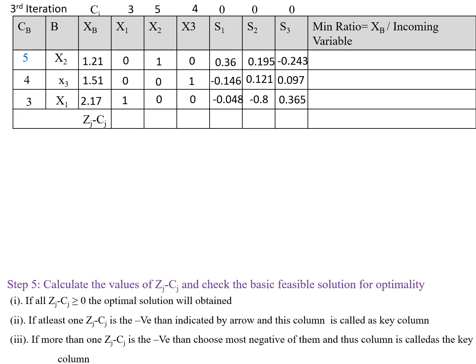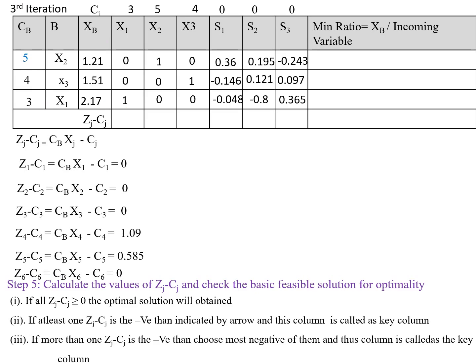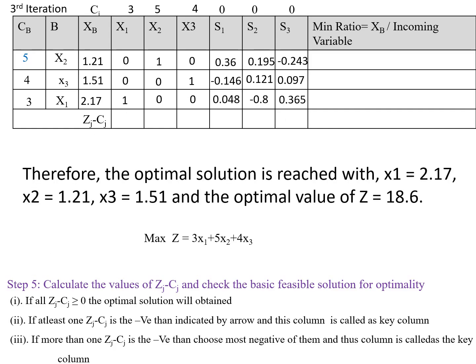Next step is we have to calculate the Zj minus Cj values. So here the Zj minus Cj values are 0, 0, 0, 1.09, 0.585 and 0. Here observe that all the Zj minus Cj values are positive. So if all the Zj minus Cj values are positive, the optimum solution is obtained.